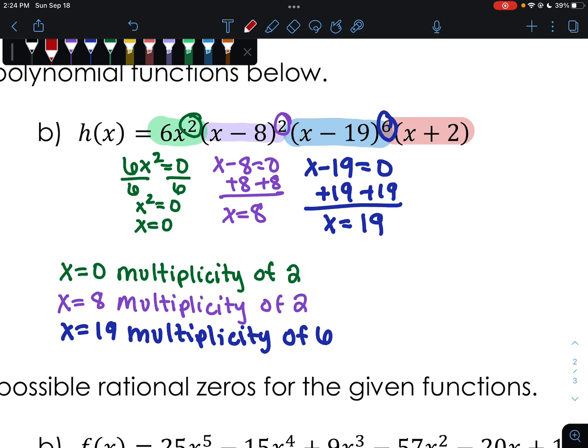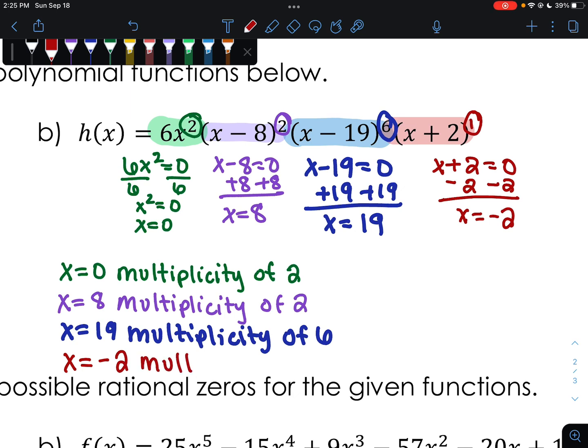Looking at my next one and my last one, I get x plus 2 equals 0. I subtract 2 from both sides. I get x equals negative 2. It has an exponent of 1, which means its multiplicity is 1. So x equals negative 2, multiplicity of 1. And that would be all of the zeros and their multiplicities.